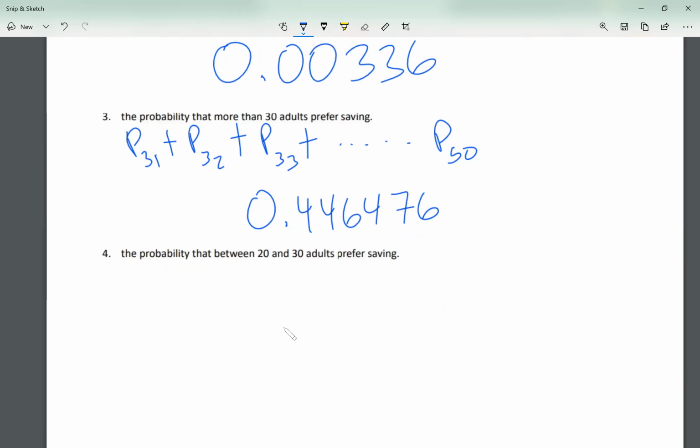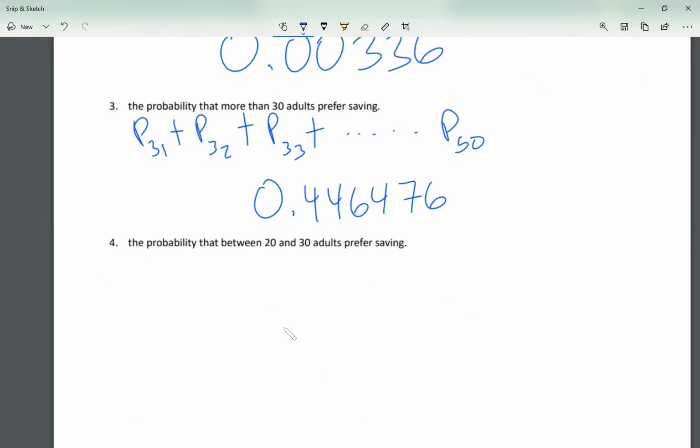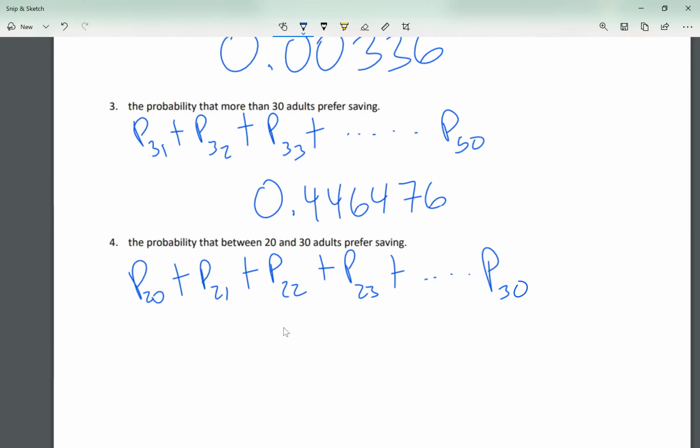What's the probability that between 20 and 30 prefer savings? When we say in between, we usually use inclusive. Inclusive means you're including 20 and 30. So what does this mean, Mr. Leonzo? I'm going to do the probability of 20 plus the probability of 21 plus the probability of 22 plus the probability of 23, all the way till I get to the probability of 30. For that one, definitely let me use Excel again.